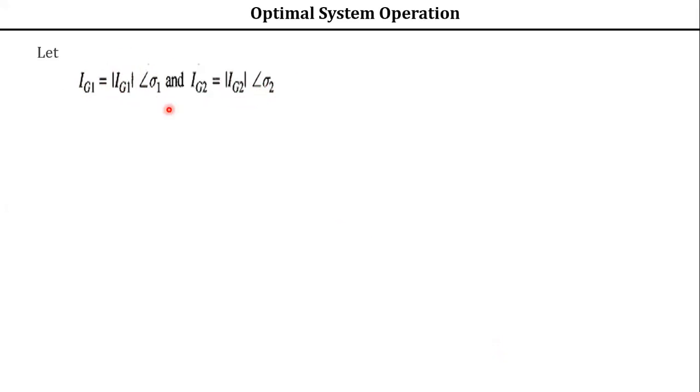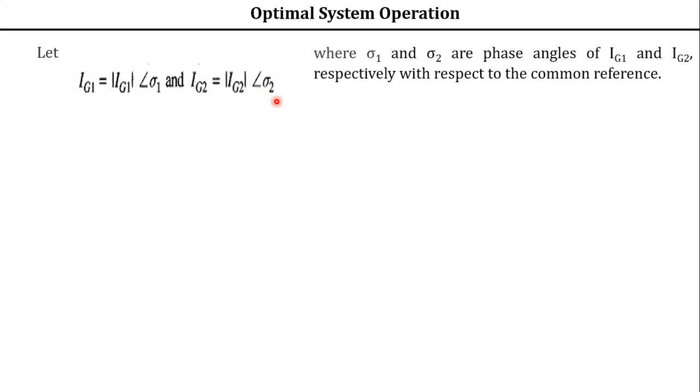Let us define the currents of plant 1 and plant 2, that is Ig1 and Ig2, as this. Where sigma 1 and sigma 2 are the phase angles of Ig1 and Ig2 respectively with respect to a common reference. Understood? So sigma 1 and sigma 2 are the phase angles of Ig1 and Ig2 with respect to a common reference.